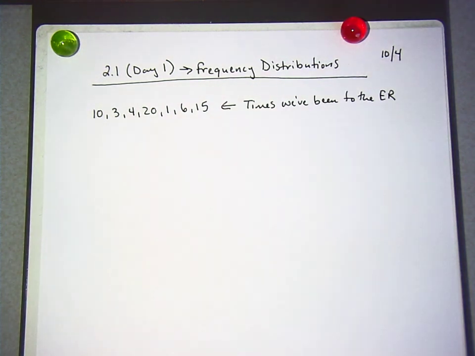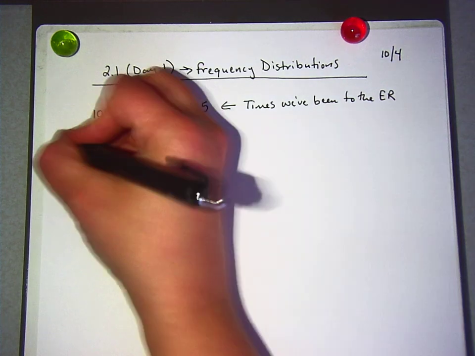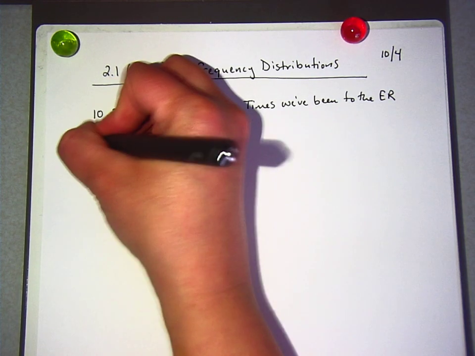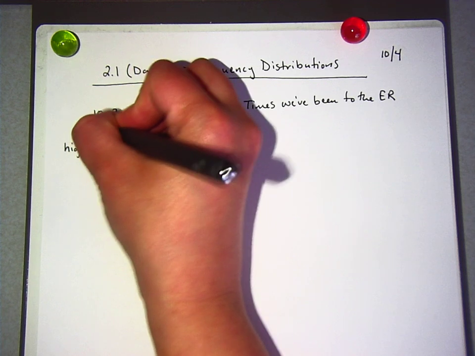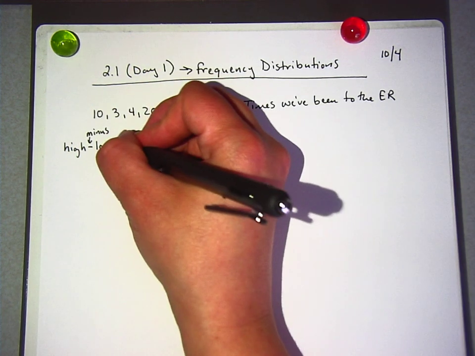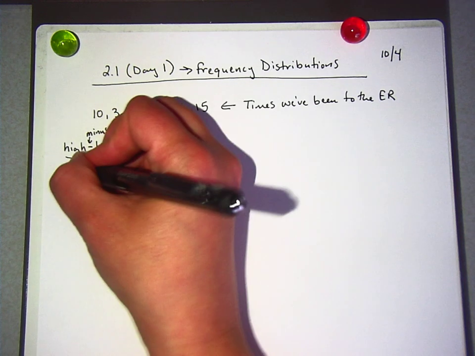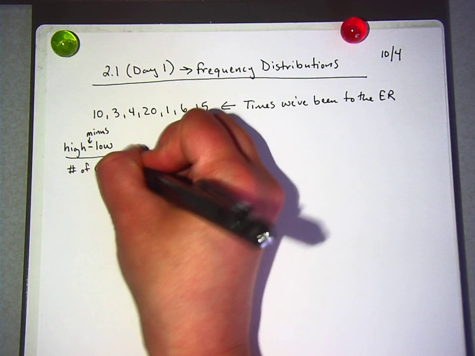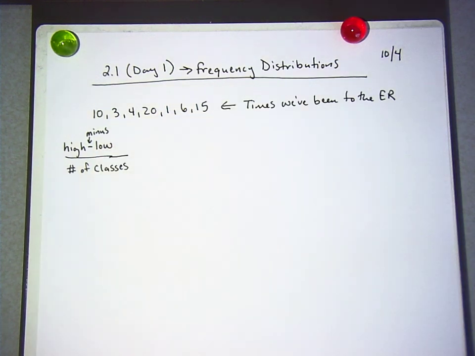So a frequency distribution is basically a way to organize your data so that you can make graphs with it. So the first thing you do is you take the highest number minus the lowest number. All right, minus, that's a minus, not like a dash. And then you divide by the number of classes that you're going to have. Classes is how many rows are going to be in the chart that I make, and we're going to do 4 this time.